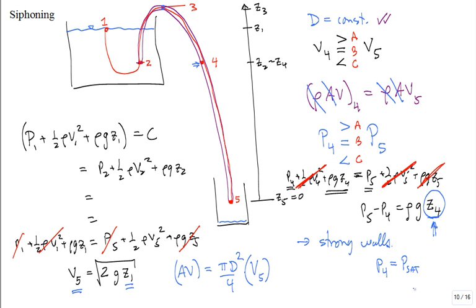I think I gave you the answer to the next question I wanted to ask, which is, where is the lowest pressure anywhere in the system? Is it at 1, 2, 3, 4, or 5? The lowest pressure. Four or 3 or 2? It's at 3, right? Isn't it at 3?